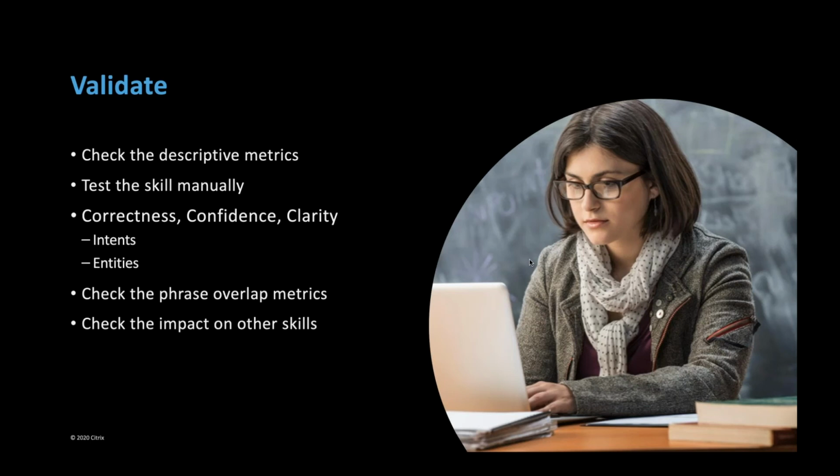Once this is done, we can move on to the phrase quality. So we do phrase overlap analysis to see how well separated the intents are, where the confusion can come from, and what should be changed. And again, we will check the impact on the other skills. All those metrics give us a pretty comprehensive understanding of how well the skill is built and how well it fits amongst the other already built skills.